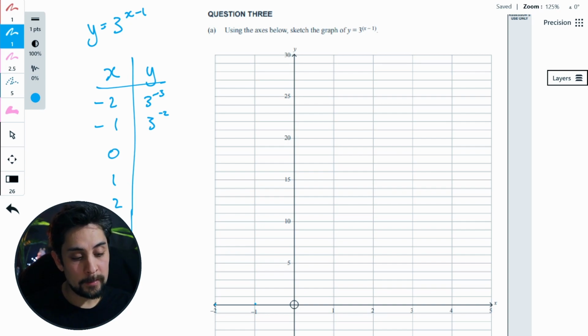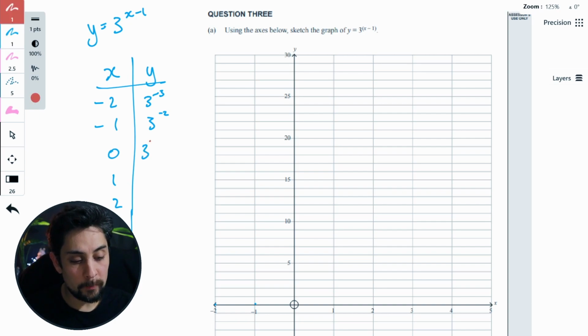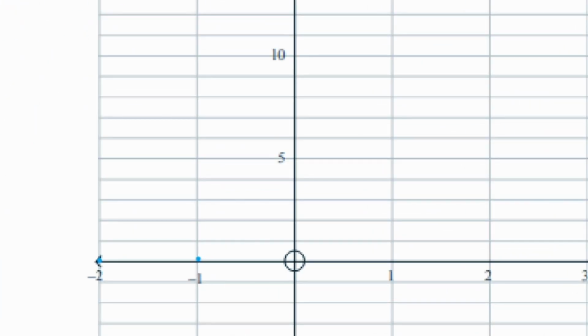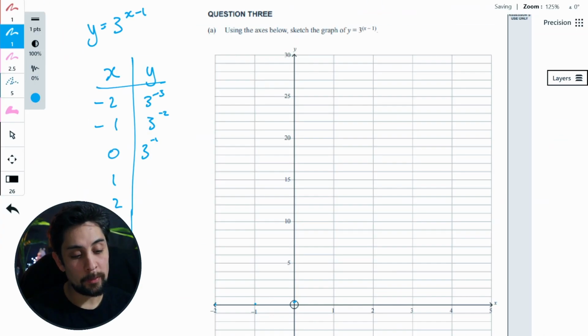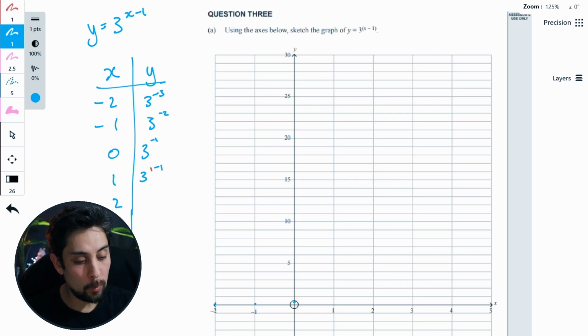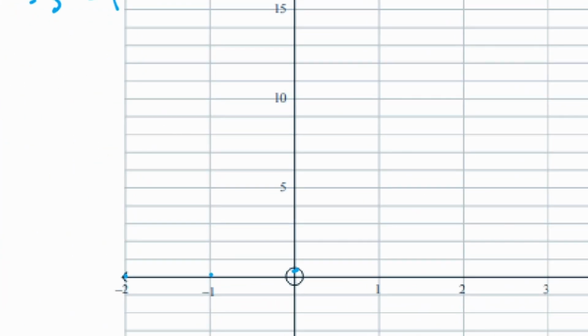The next one, x equals 0. 3 to the power of 0 minus 1 equals 3 to the power of -1. That's the same as 1/3. 1/3 is about a third of the distance from the origin upwards, so around about there. Next one, x equals 1 is the same as 3 to the power of 1 minus 1, which is 3 to the power of 0. Well, that's the same as 1. Anything except 0 to the power of 0 is 1. So at x equals 1, y is 1. So there's our next point.